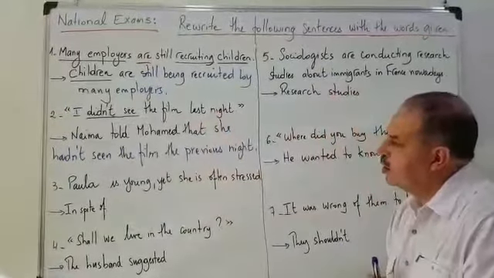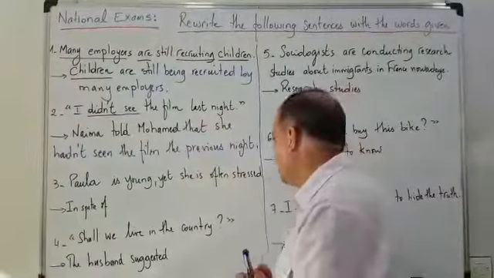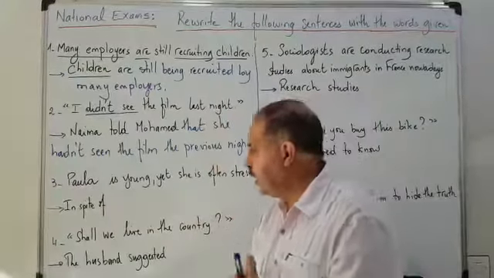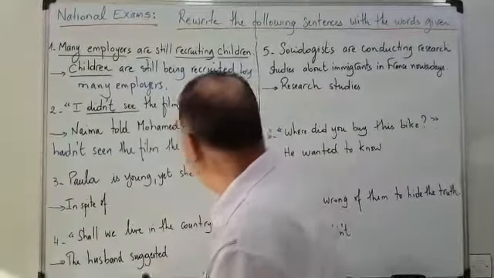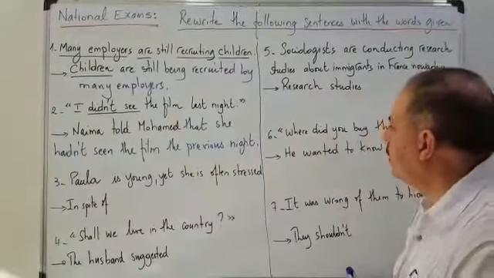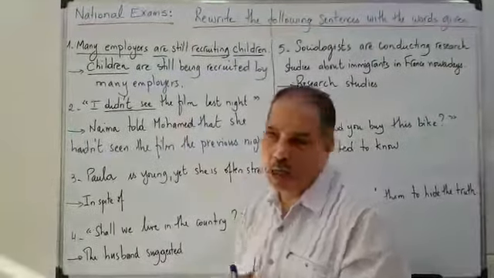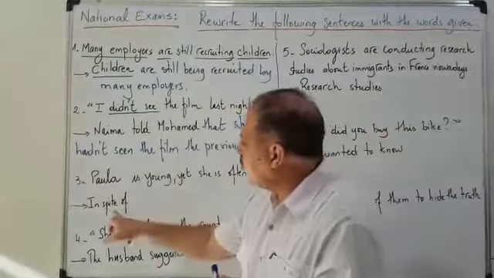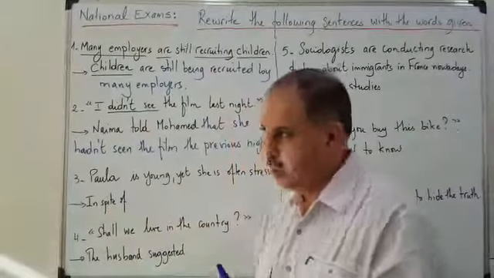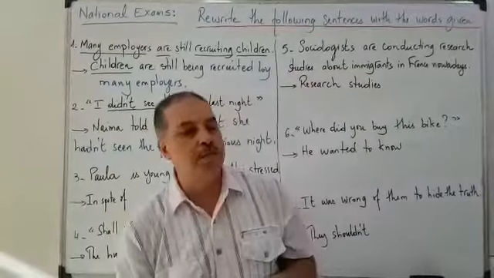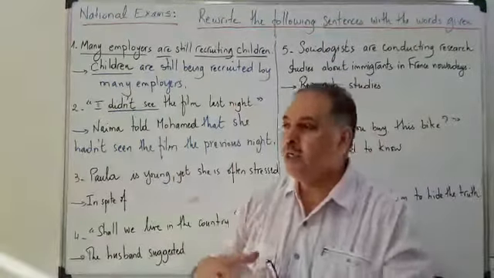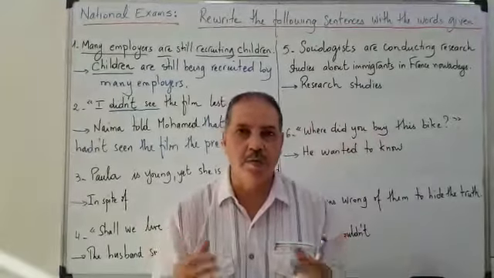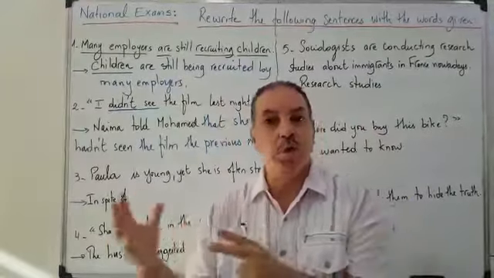Number 3. Paula is young, yet she is often stressed. In Arabic, Paula is a young girl, but despite her youth she is always anxious and depressed. So they ask us to begin with in spite of. Remember what we said about in spite of. It's a linking word, especially a concession linking word. It links two opposed sentences.